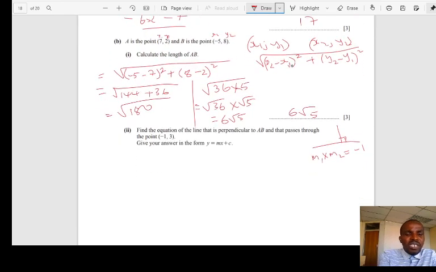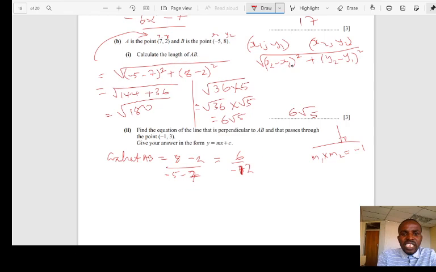Line AB, gradient, remember, we say the gradient of AB is y2 minus y1, which is 8 minus 2, over x2 minus x1, which is minus 5 minus 7. What do we get if we simplify? 8 minus 2 is 6, over minus 5 minus 7, which is minus 12. Sorry, there was an error earlier, it's minus 7 here. So the answer will be minus half. So that's the gradient of line AB.